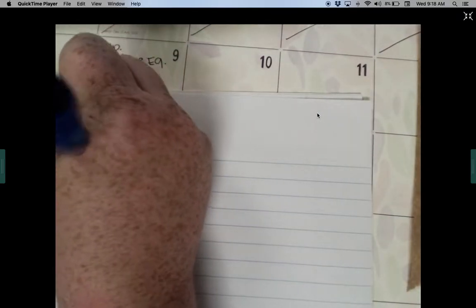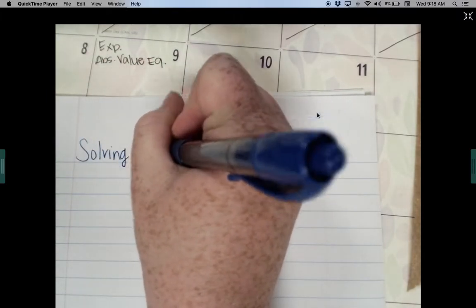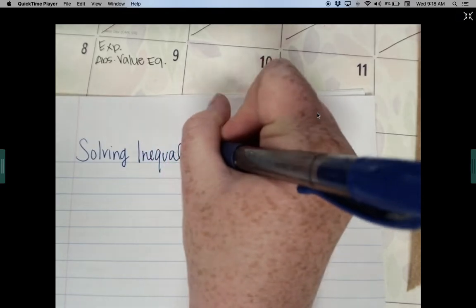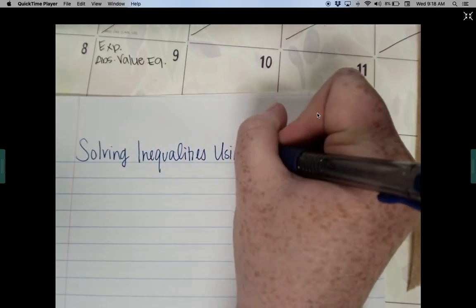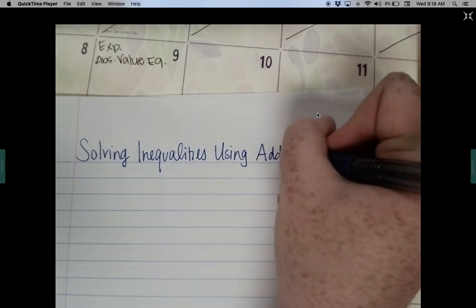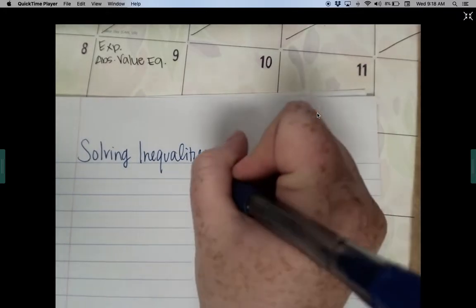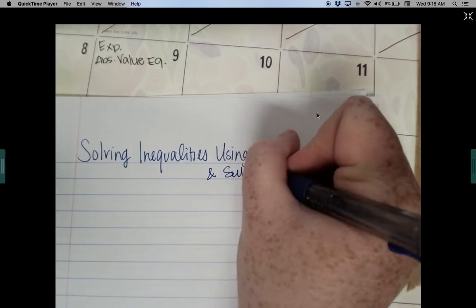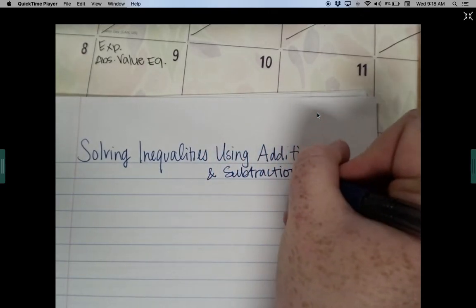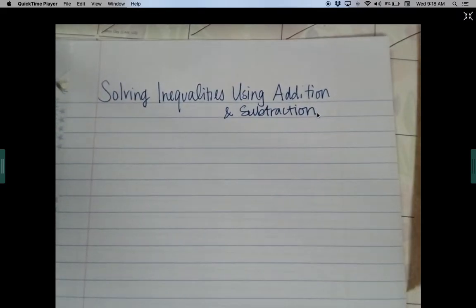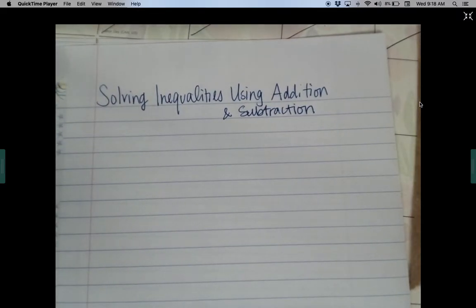So today we are solving inequalities using addition and subtraction. So if you know how to solve an equation, you should be fine solving an inequality because really the steps are the same.